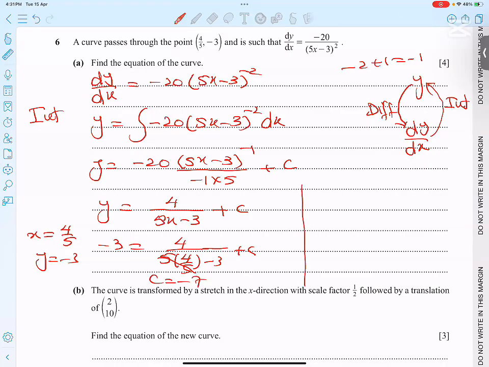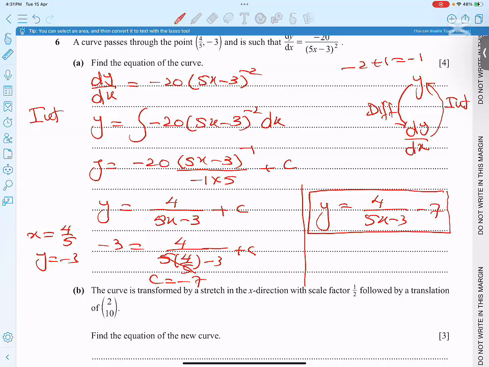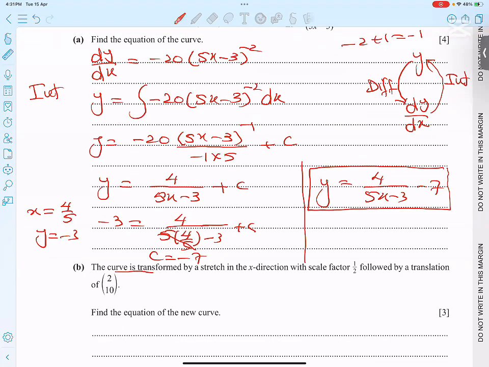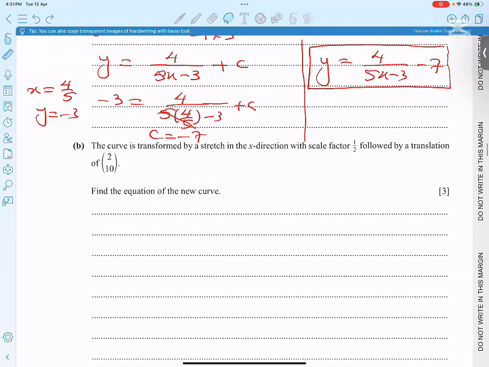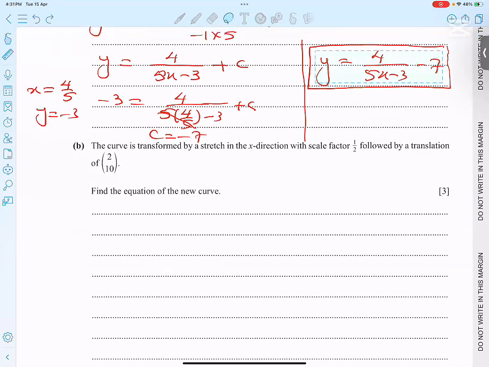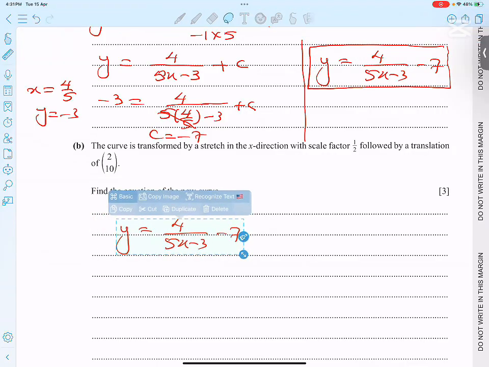And finally, I'm writing the answer here. So plugging c back into the equation: 4 over (5x minus 3) minus 7. This is my final equation of the curve. And now, the next part. He's saying the curve is transformed. It means this curve is transformed, so I need it here. If I need it here, I'll copy and paste here. Okay.